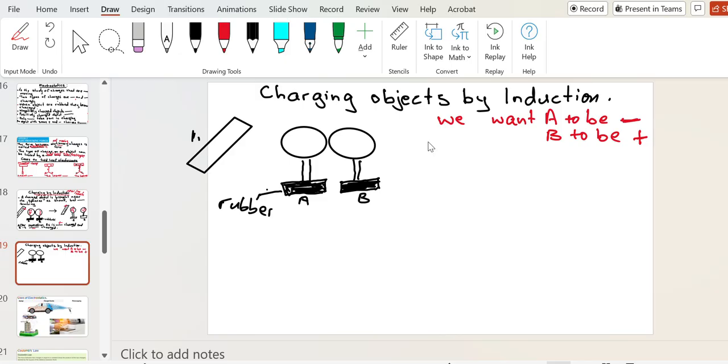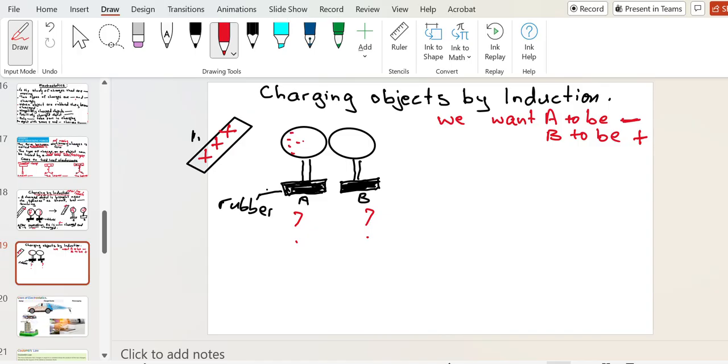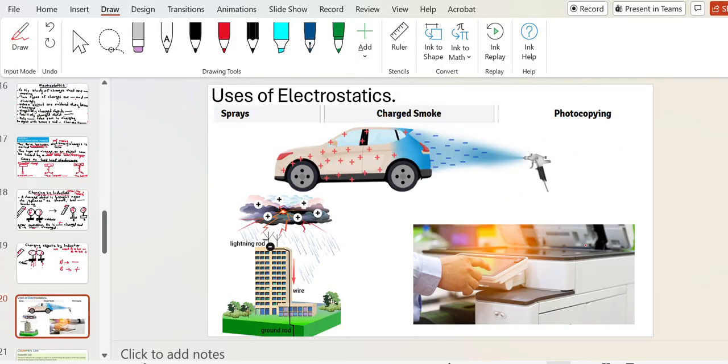This is your homework. Tell me what happens here. If this is positive, what charge comes to A? What charge comes to B? Remember, plus will attract the minus, and what remains here are positive charges. So now, when you separate them, A will be charged negative and B will be charged positive. This is charging by induction. Let's go to the next.